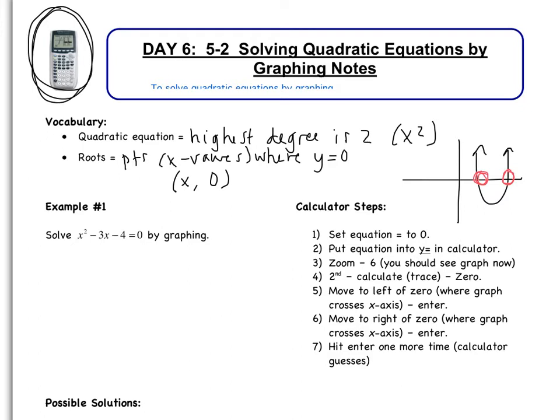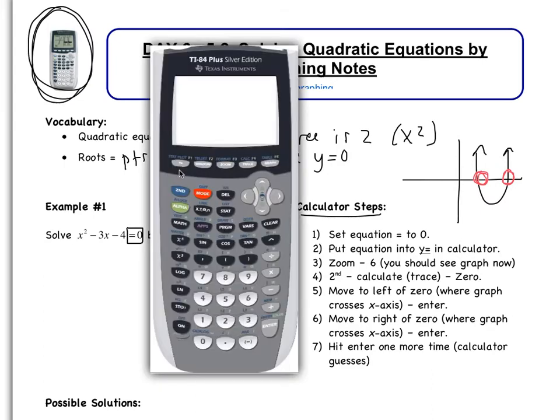So let's start by looking at example 1. It says solve x squared subtract 3x subtract 4 equals 0 by graphing. And then we have these calculator steps over to the right. So step number 1 is set your equation equal to 0. Okay, we're lucky, our equation is already equal to 0. And then put your equation into y equals in the calculator. Okay, so right now I need you to get out your graphing calculator, please. Okay, so go ahead and put your equation into y equals. So you should have y equals x squared, subtract 3x, subtract 4.